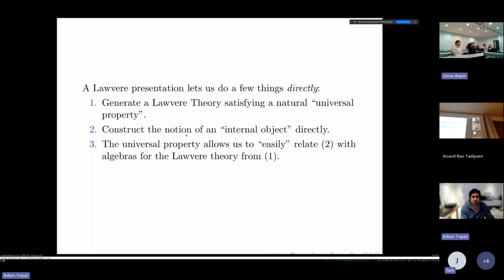So a few things we can do quite directly with such a presentation are, as we just saw, we can generate a Lawvere theory satisfying a certain universal property. But even better, we can actually construct internal objects associated to a presentation quite directly. And this universal property from item 1 lets you quite easily go back and forth between the notion of an algebra associated to a Lawvere theory that I discussed earlier in the talk, and this direct notion of an internal object associated to the presentation.